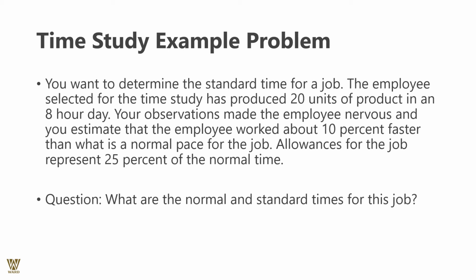You observe that the employee is nervous and worked 10% faster, maybe new to the job and has put in much more effort. Then the normal pace of the hours and allowance for a job represent 25% of the normal time. Normal time, remember, is around 8 hours. So the question is, what is the normal time and the standard time? How do we calculate the normal time and the standard time for a job, which for an 8-hour shift needs to produce 20 units, but the allowances for the job are around 25% of the time.